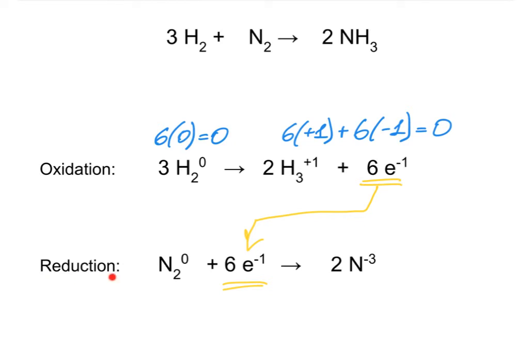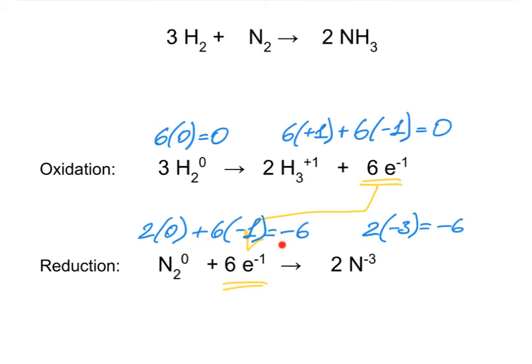Now let's analyze the reduction half-reaction. We have 2 atoms of nitrogen with an oxidation state of 0 on them. But we also have 6 electrons, each with the charge -1, which overall creates a -6 charge on the left side of this reaction. While on the right we have 2 nitrogens, each with the charge of -3. Taken twice, it creates a -6. So once again, we have the same charge on the left and right side of the half-reaction.